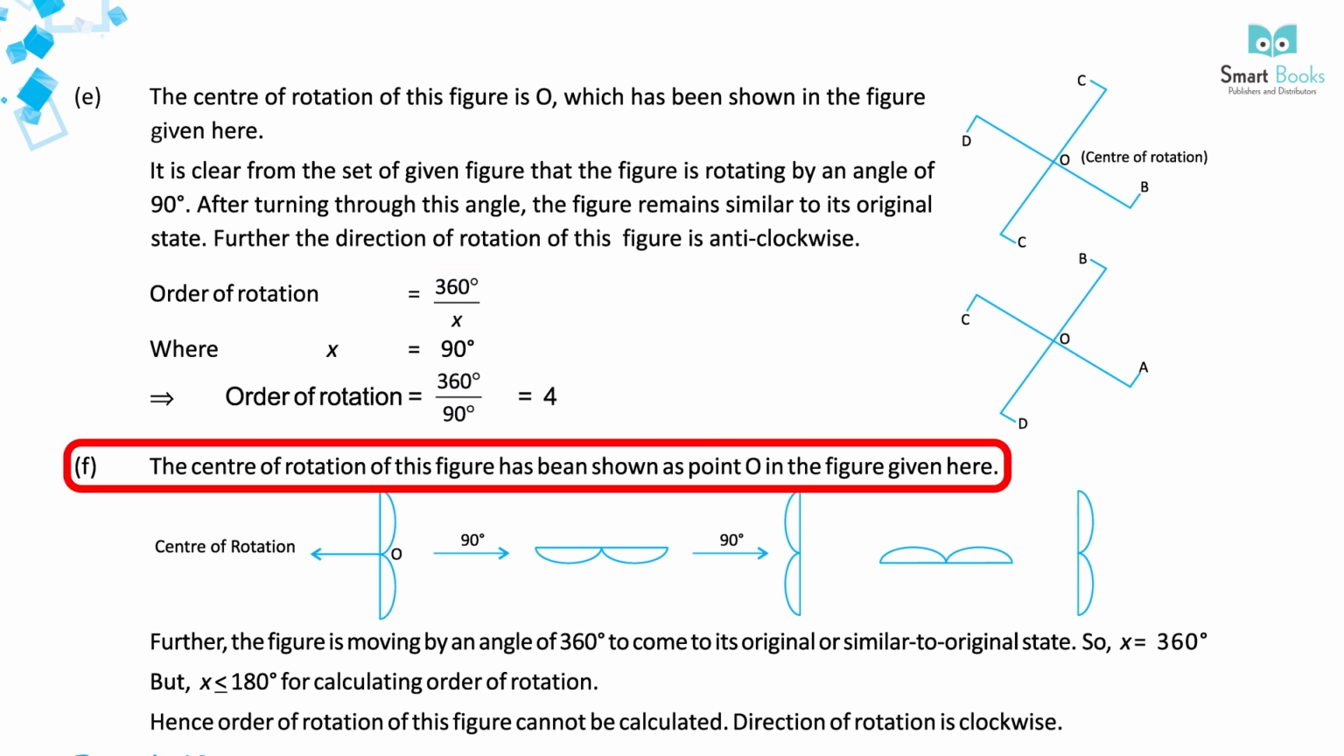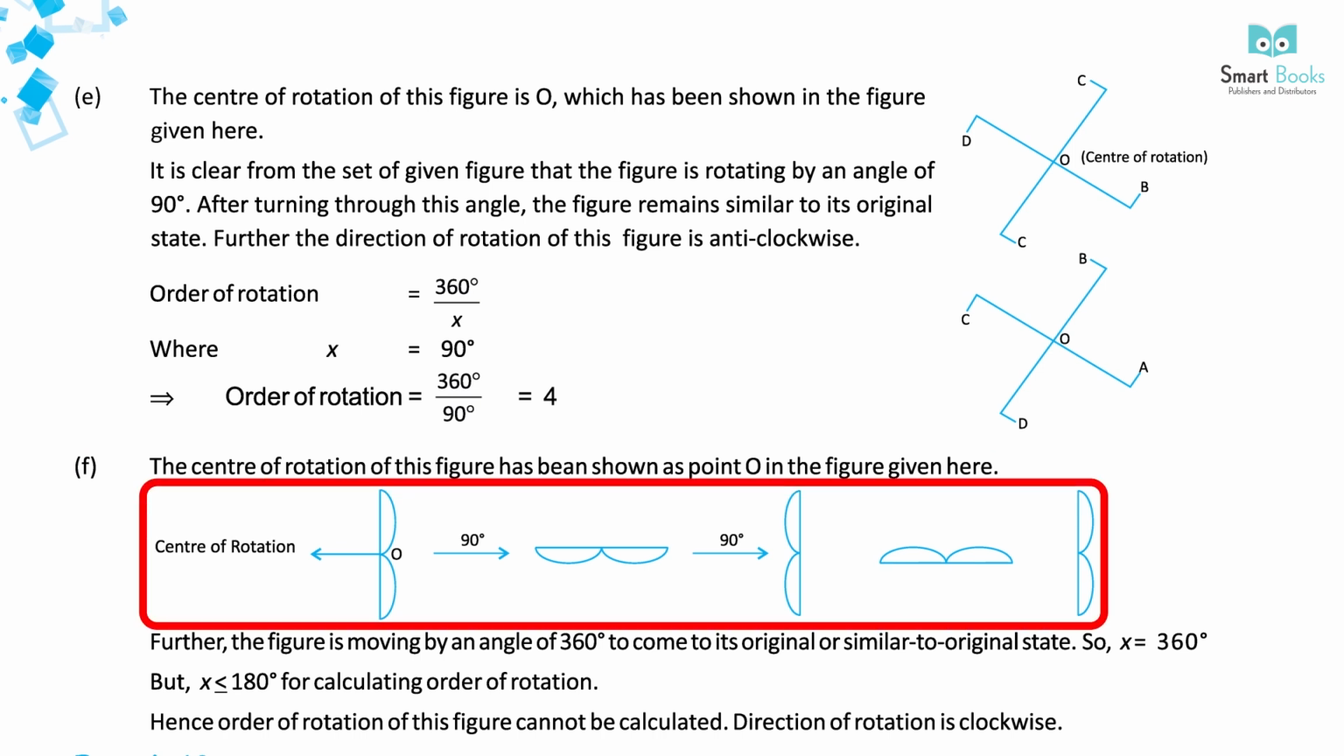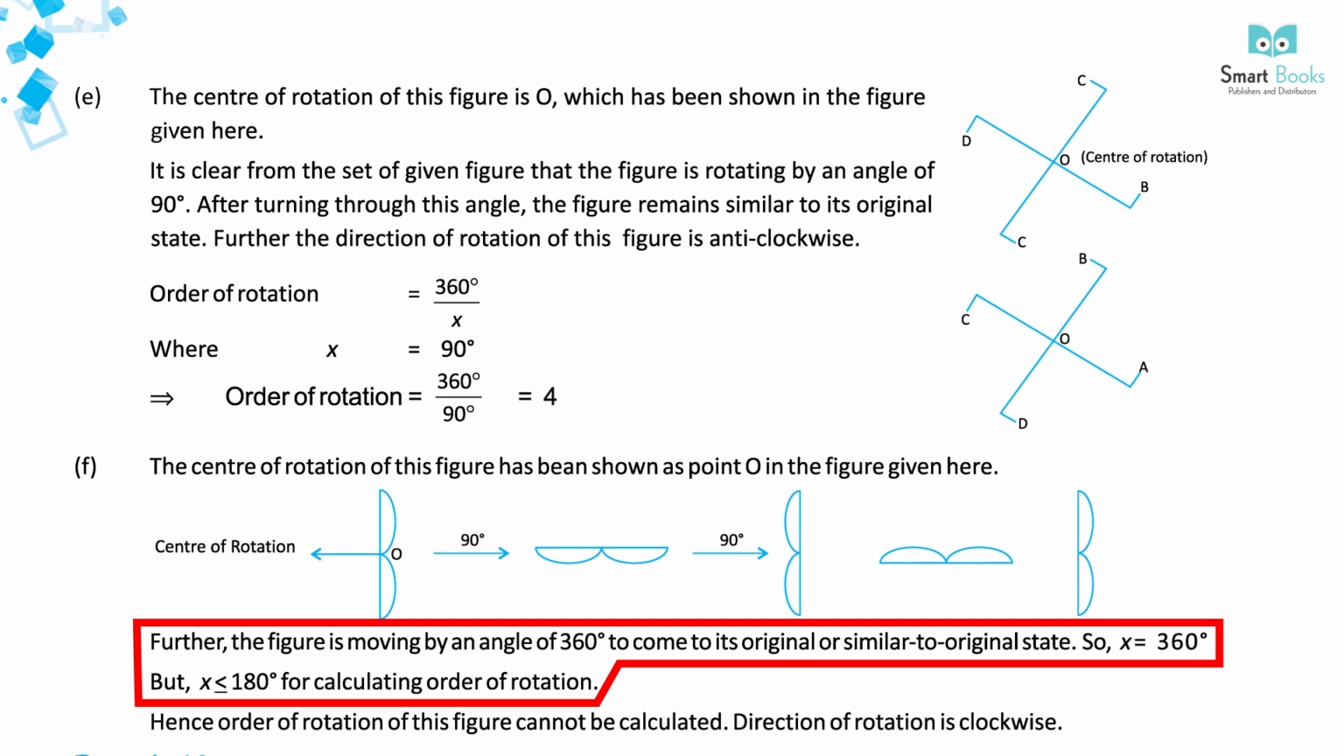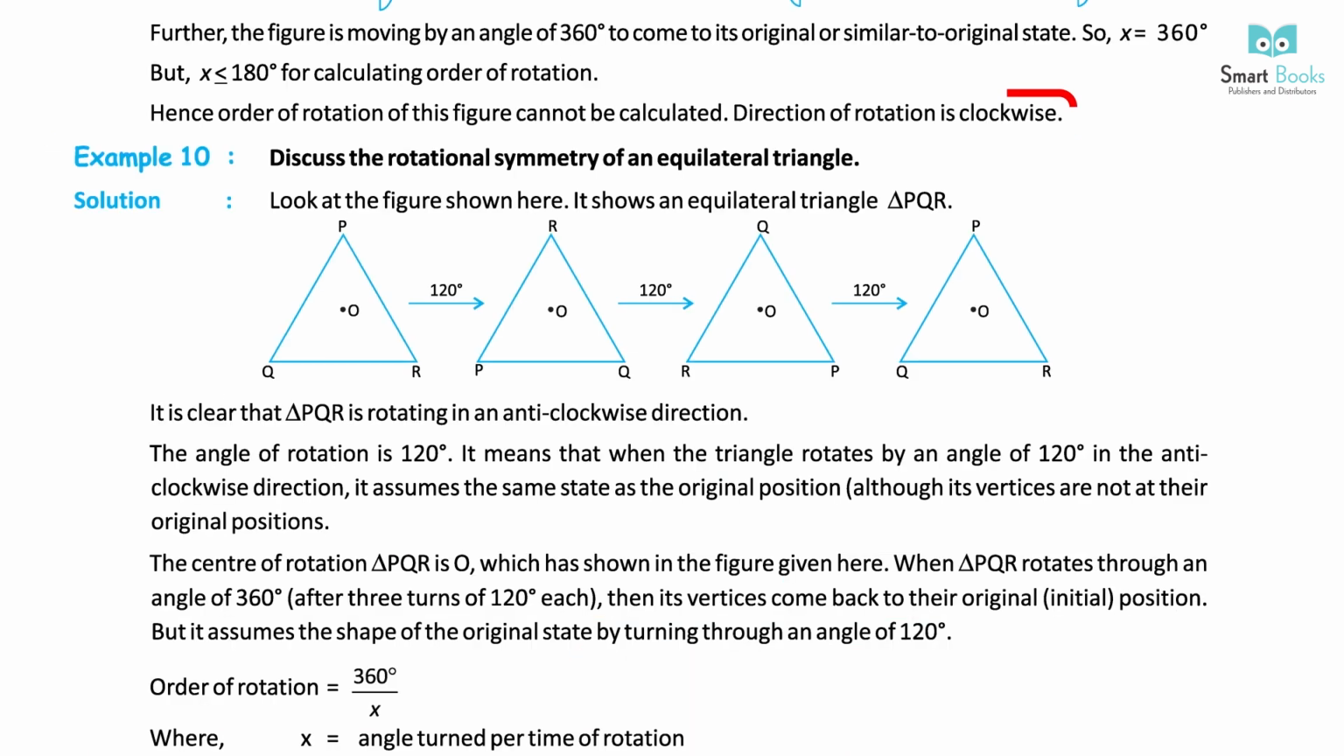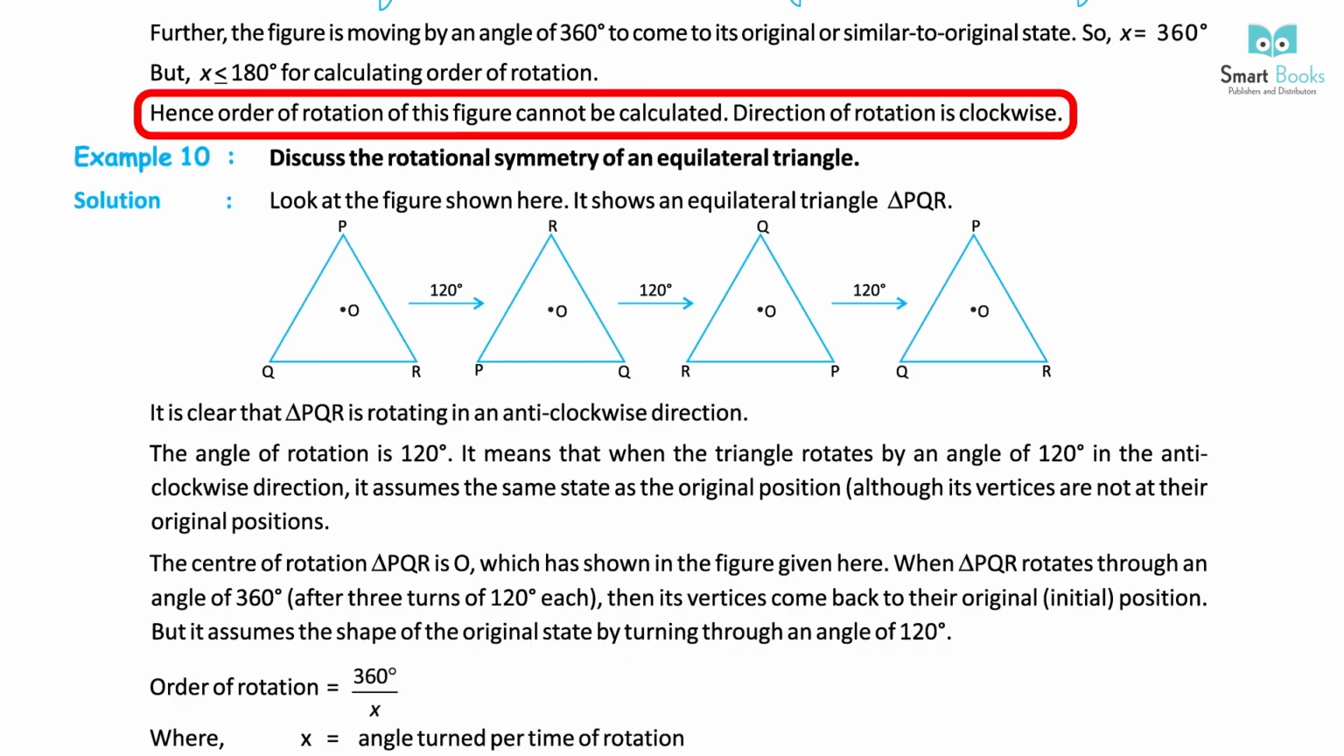F. The center of rotation of this figure has been shown as point O in the figure given here. Further, the figure is moving by an angle of 360 degrees to come to its original or similar to original state. So x equals 360 degrees. But x is less than 180 degrees for calculating order of rotation. Hence, order of rotation of this figure cannot be calculated. Direction of rotation is clockwise.